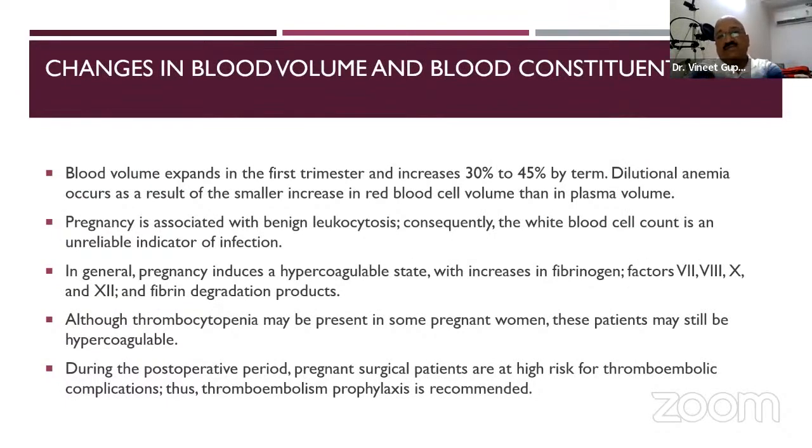Blood volume expands in the first trimester and increases 30 to 45% by term. Dilutional anemia occurs as a result of a smaller increase in red blood cell volume than in plasma volume. Pregnancy is associated with benign leukocytosis. In general, pregnancy is a hypercoagulable state with an increase in fibrinogen, factors 7, 8, 10, and 12, and fibrinogen degradation products. Although there is thrombocytopenia, some pregnant women may still be hypercoagulable. During the postoperative period, pregnant surgical patients are at high risk of thromboembolic complications. Thus, thromboembolism prophylaxis is recommended.